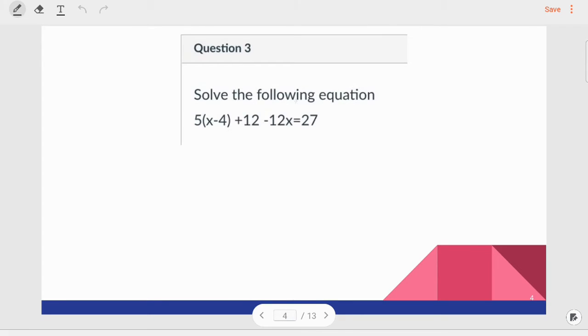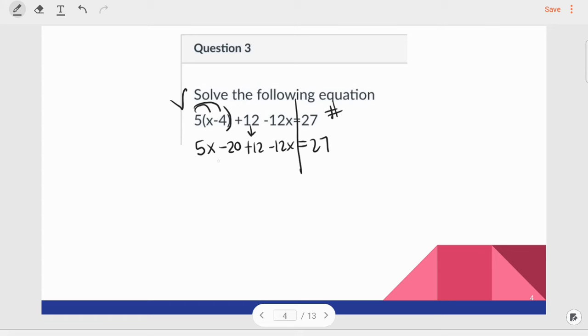Number 3, drawing my line. Variables still over here on the left, numbers on the right, but on the left there's lots of variables. I cannot combine anything inside parentheses with anything outside, so I have to eliminate those parentheses first by distribution. So 5 times x is 5x. 5 times negative 4 is negative 20. I stop because the parenthesis stops, and I bring everything else down. So plus 12 minus 12x equals 27.